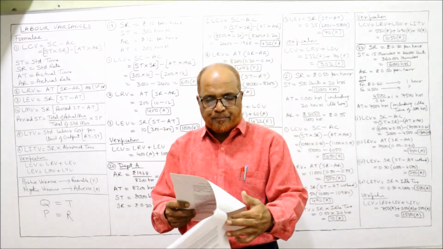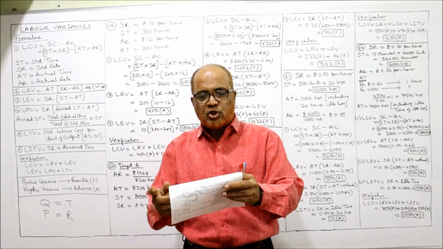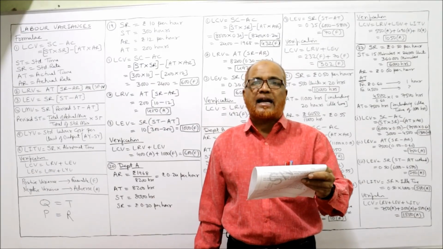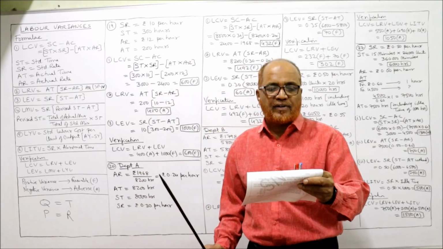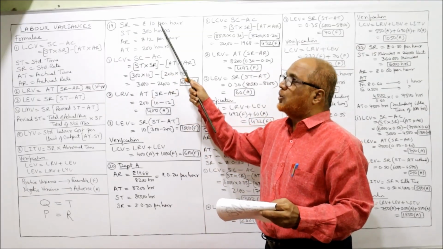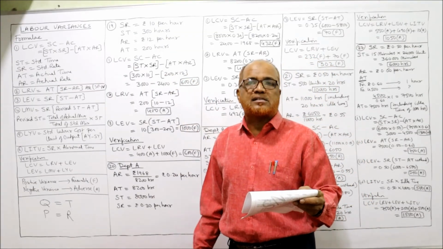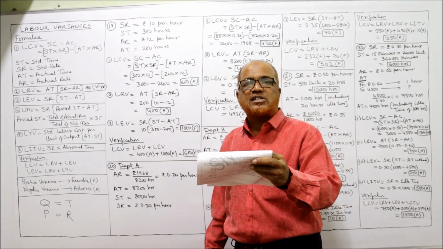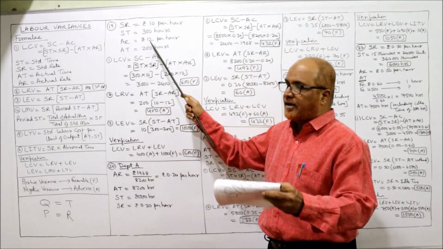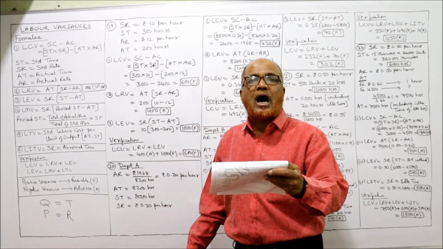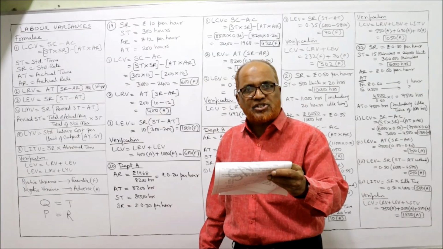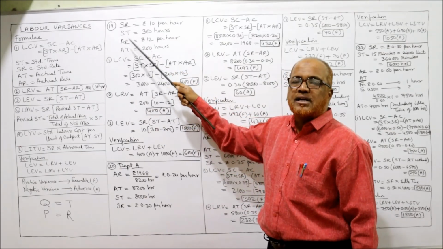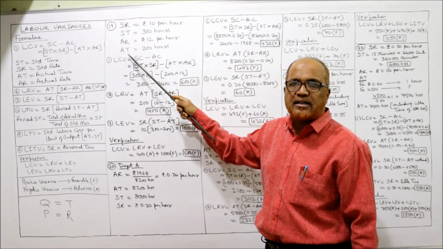See the 19th problem. Data relating to a job are as follows. Standard rate of wage per hour, this is the standard rate, SR: 10 rupees per hour. Standard hours means standard time: 300 hours. Actual rate of wages per hour, actual rate is 12 rupees per hour. Actual hours, actual time, 200 hours. So we are given 4 items: standard rate, standard time, actual rate, actual time.